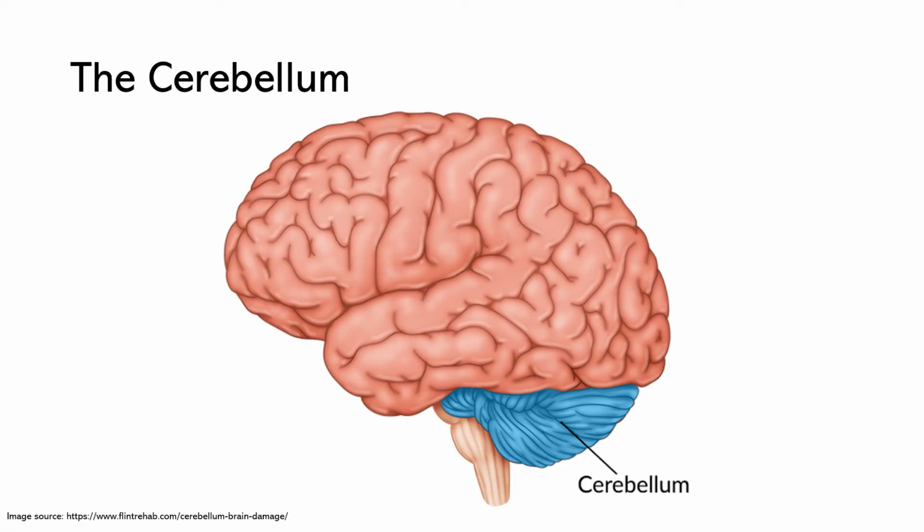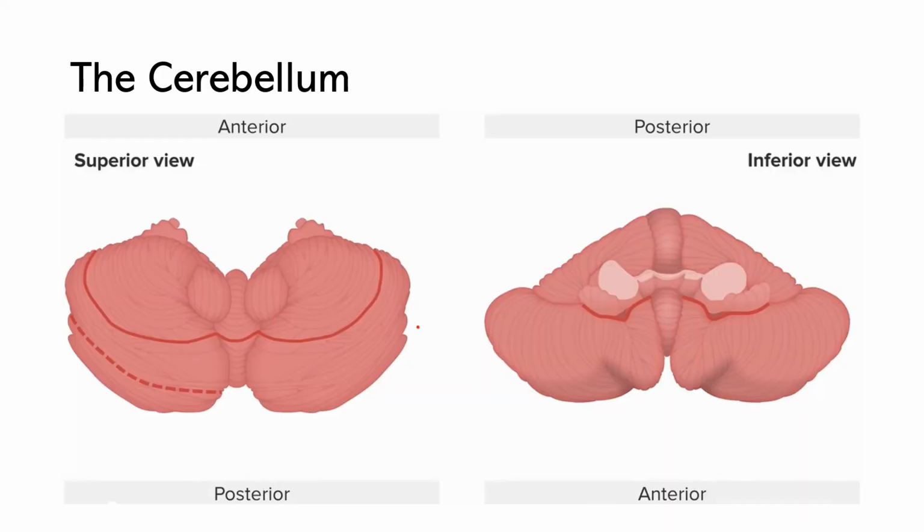So the next structure we're going to look at in the brain is the cerebellum. Remember, the cerebellum occupies the inferior and posterior aspect of the cranial cavity. The cerebellum, like the cerebrum, has two hemispheres that are separated by an enlargement known as the central vermis. The cerebellum is going to govern your subconscious muscle movements.